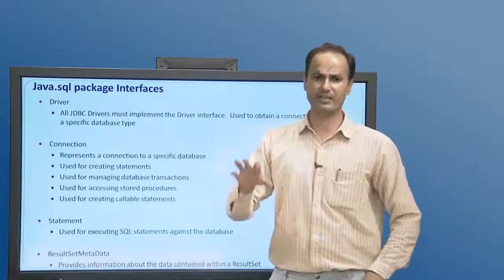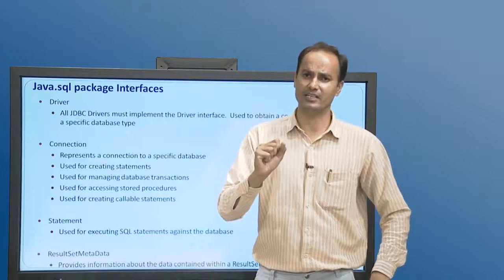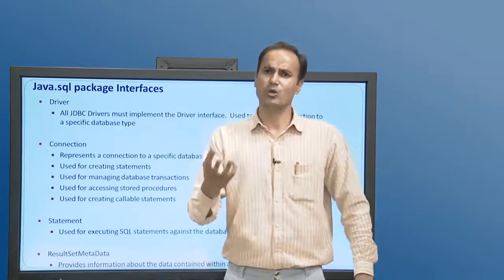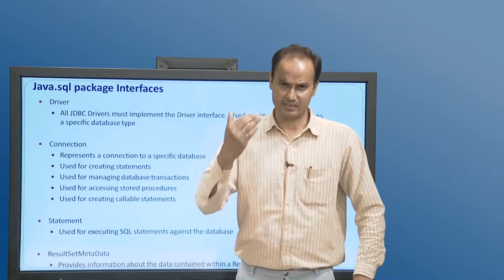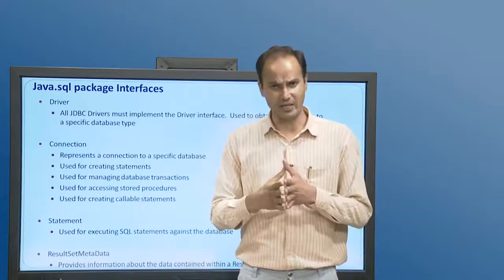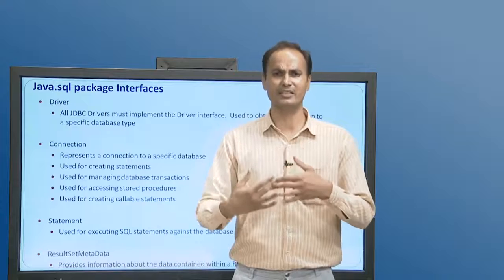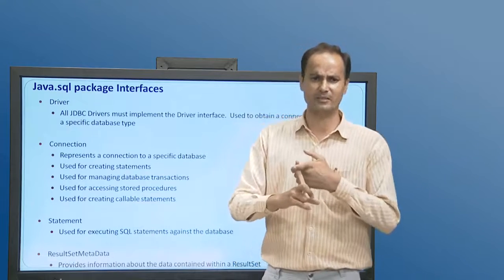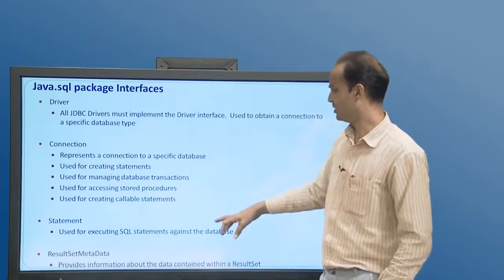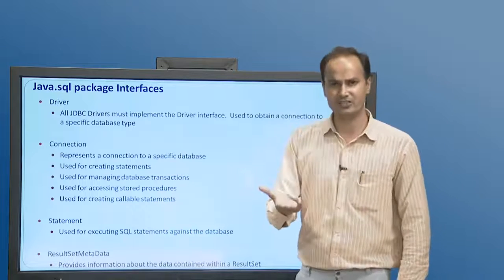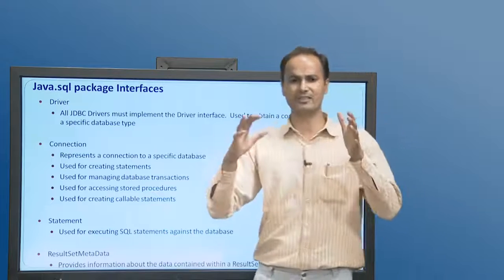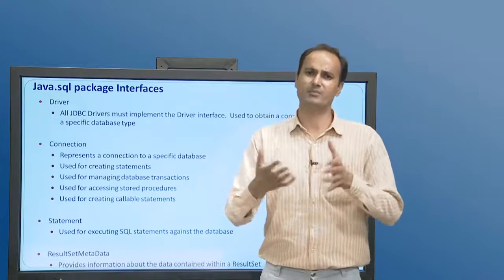Then there is the Connection interface. What does the Connection interface do? The Connection interface helps us to get the connection established. Once the connection is established, we can create a statement, and using the statements we can get the result set. The Statement interface is used for executing the SQL statement against the database. ResultSetMetaData provides information about the data of the result set.